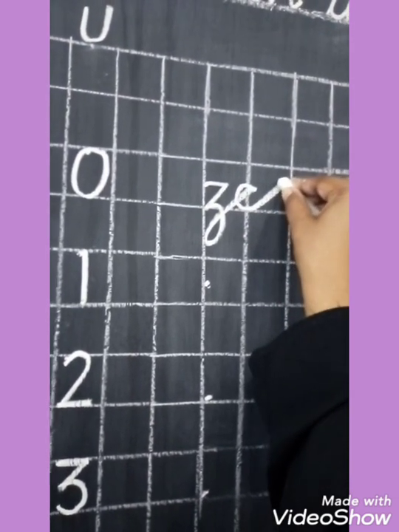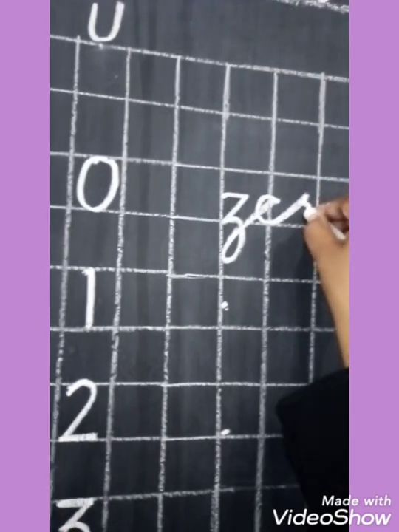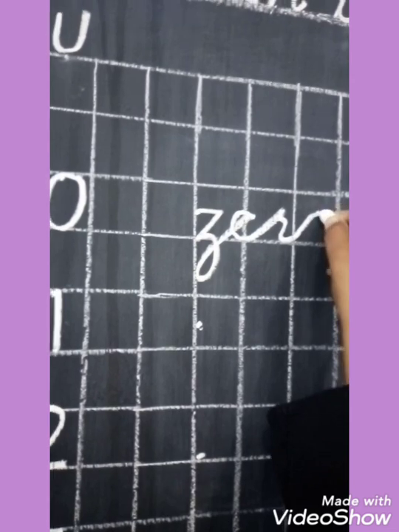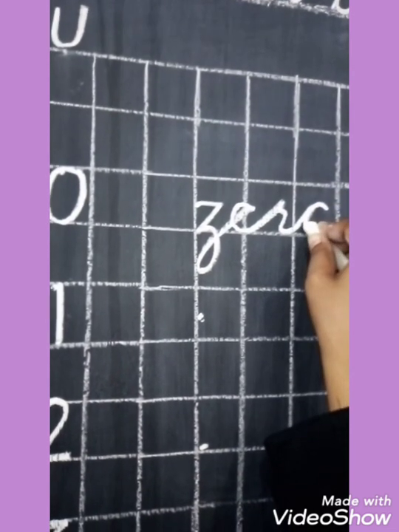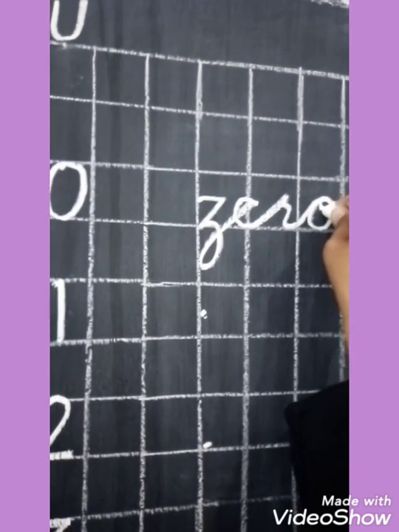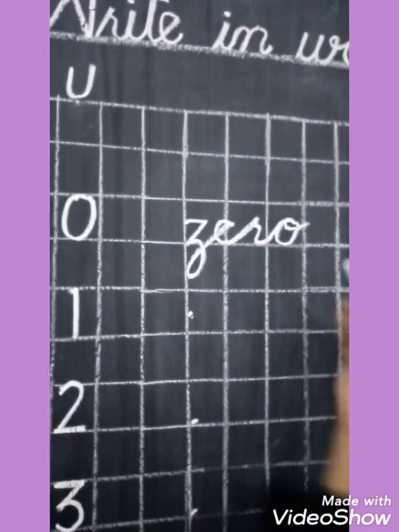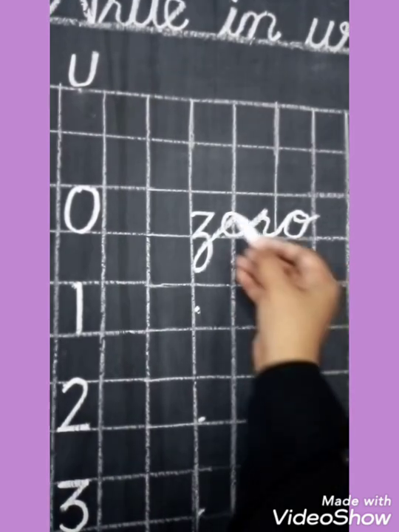Again make slanting line, write down on the given line, make R and then go up, round your pencil, move back and go up and make tail of O. This is the spell of 0. Z-E-R-O, 0. E-R-O should be equal in size.